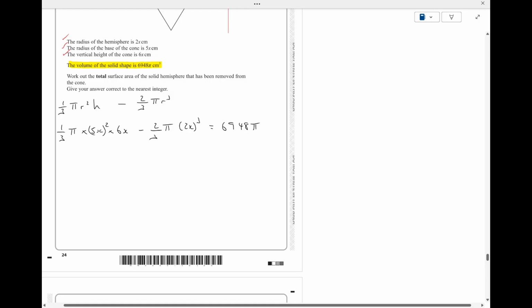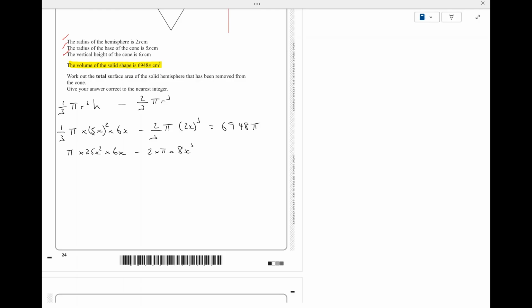Let's start by multiplying everything by 3. Okay. So now I'm going to have, and I'll tidy things up a bit as I go, pi times 25x squared times 6x. So I've multiplied by 3 and I've squared that bracket. Minus 2 times pi times 8x cubed, isn't it? And now here I'm just going to multiply that by 3. So I'm going to have 6948 times 3.